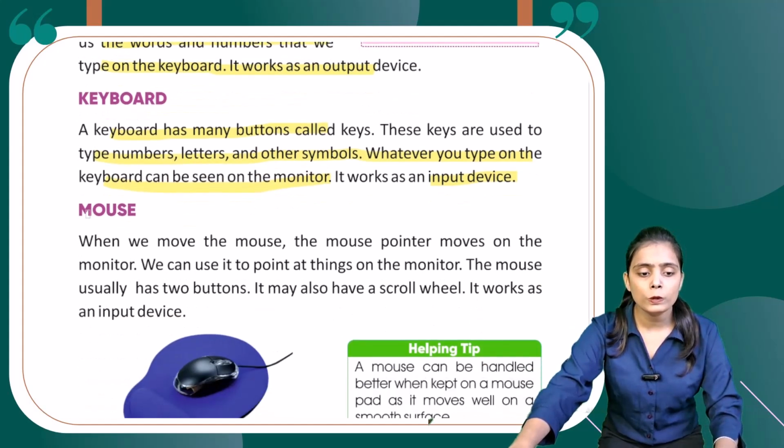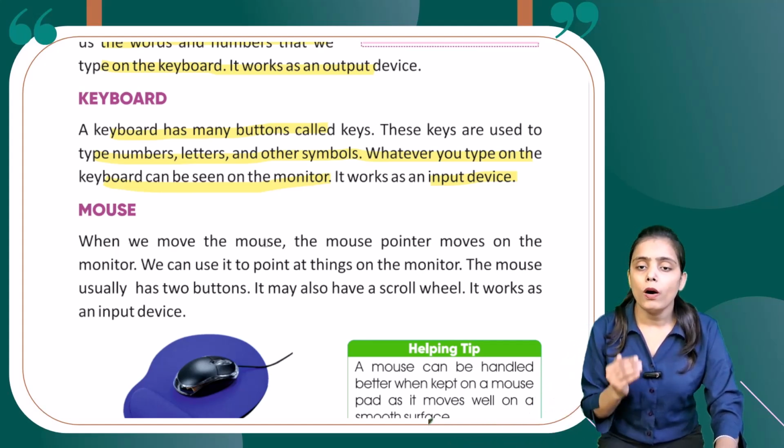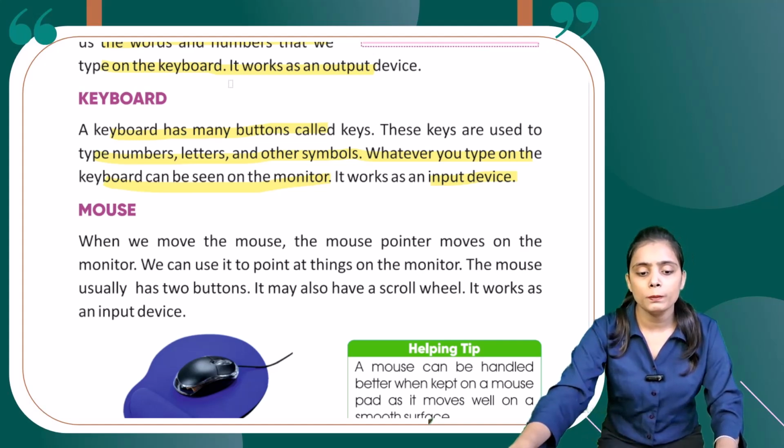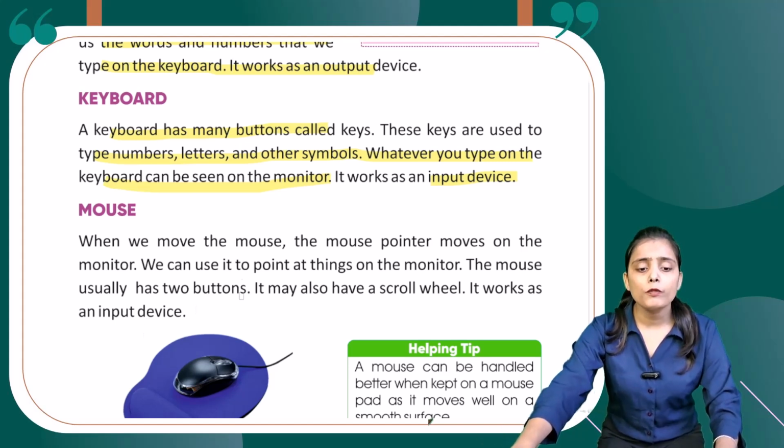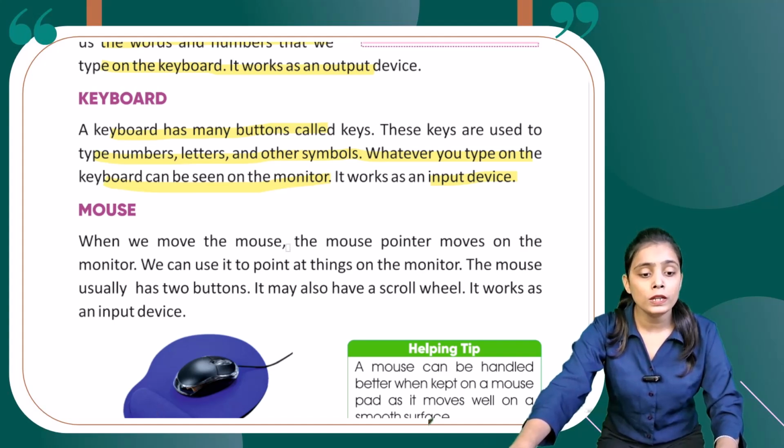Now let's see mouse, the next main part of the computer. You must be aware of how a mouse looks. Here you can see the picture of the mouse. So now let's explore about it. To use the mouse you have to move it and the mouse pointer moves on the monitor. We can use it to point at things on the monitor.